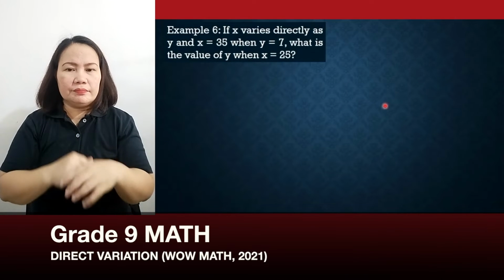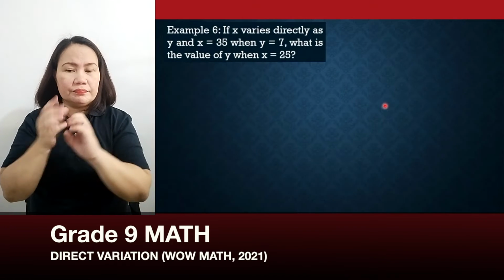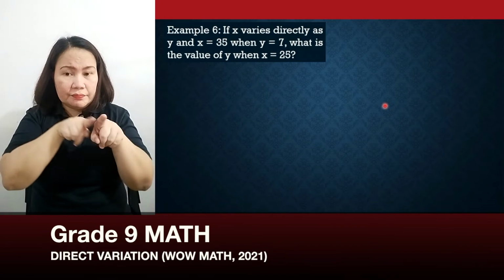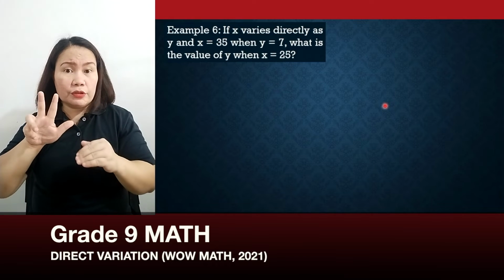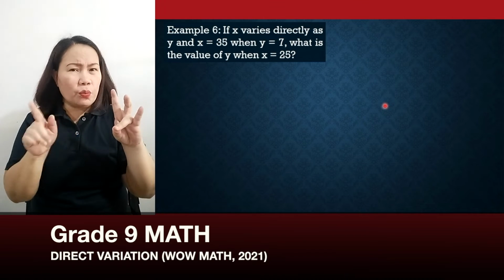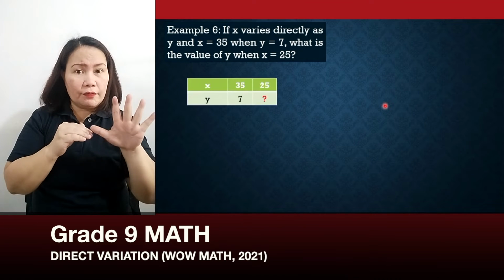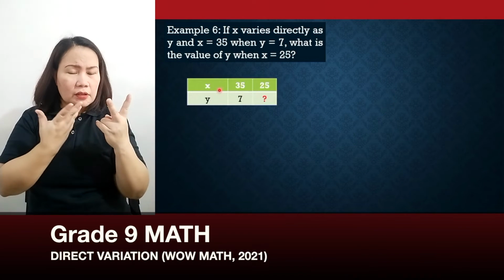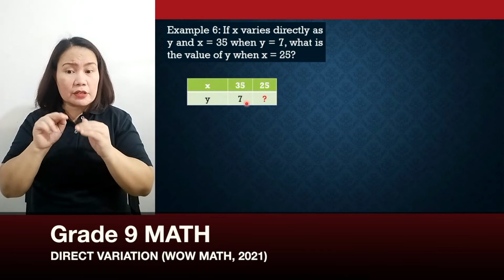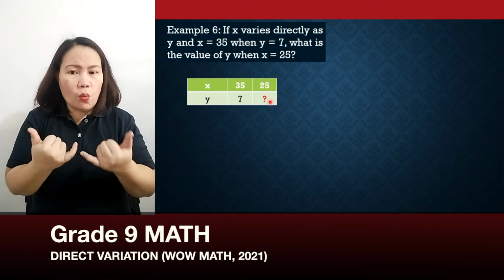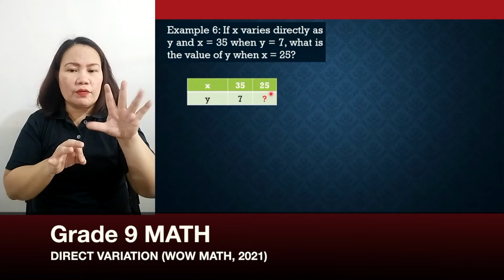Okay, for example number 6, if x varies directly as y, and x is equal to 35 when y is equal to 7, what is the value of y when x is equal to 25? So, through table of values, pakita natin. Kapag ang x daw ay 35, yung y natin is 7. Kapag yung x 25, ano yung value ng y? So, hinahanap natin yung nandito.